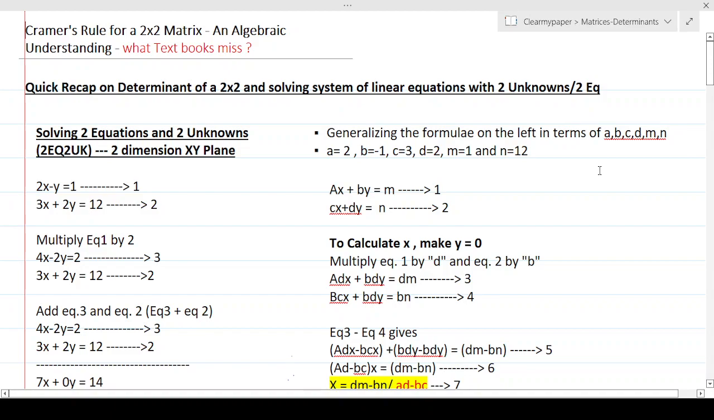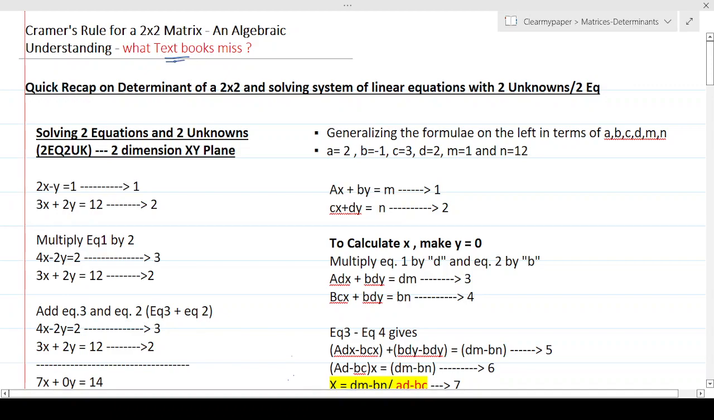Today we will be discussing Cramer's rule, and we'll be focusing on a 2 by 2 matrix. This is more of an algebraic understanding. I'll hopefully put something on the geometric side also so that you can visualize it in your head and get some intuition. Typically, textbooks miss the logic behind how Cramer's rule works and where the formulas come from, and I kind of don't like that.